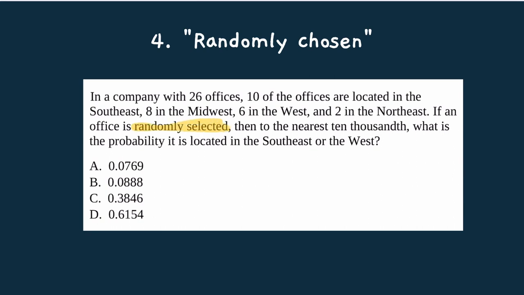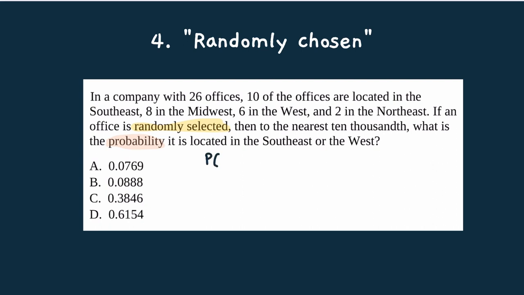Or sometimes they will use the word randomly chosen. So then to the nearest 10,000, what is the probability? Look at this. The probability that it is located in the Southeast or the West. So this is our probability, right? So we need to find the probability of each one and add them together, right?